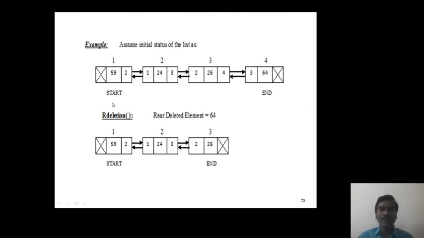Example: this is the initial status of the list with 4 elements 59, 24, 26, 64. Now we are applying the R deletion operation. Hence the rear deleted element equals 64. So after deletion, the status of the list is 59, 24 and 26.